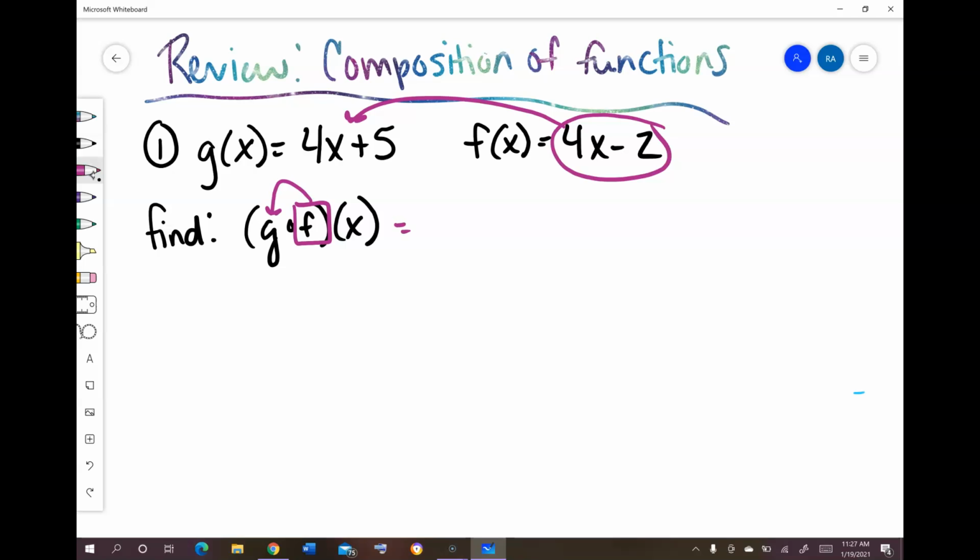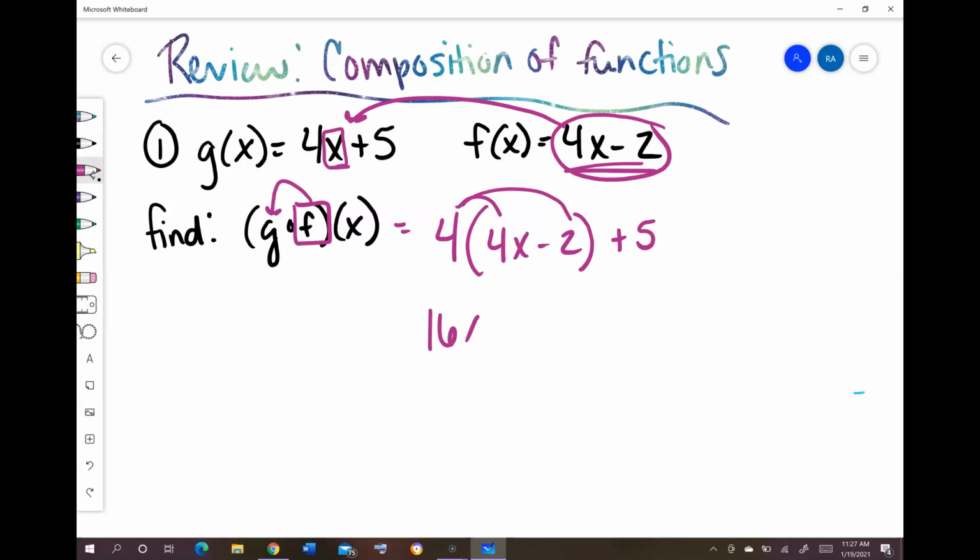So we've got a 4. We come to the x, we're going to replace that x with f of x with the parentheses. And then we have the plus 5. Now we simplify and we use our Please Excuse My Dear Aunt Sally. There's nothing to clean up on the inside, so we can distribute. We're going to distribute that 4 to everybody. 4 times 4 is 16x. 4 times negative 2 is negative 8, and then we have a plus 5.